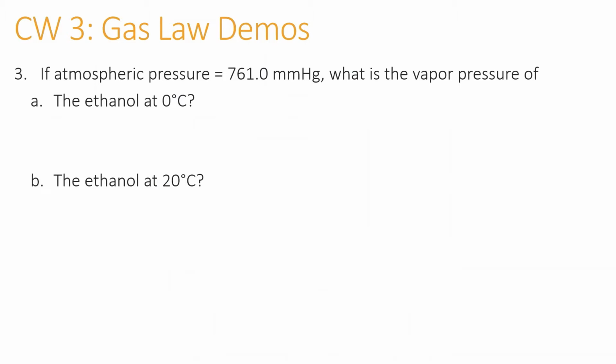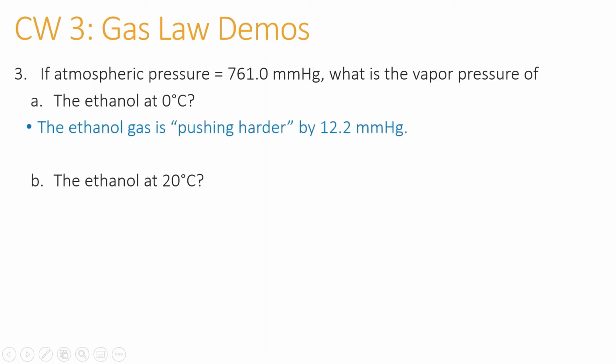So if the atmospheric pressure is 761.0 millimeters of mercury, what is the vapor pressure of our two solutions here, ethanol at 0 and ethanol at 20? So pause this video and go ahead and see if you can come up with the solution here.